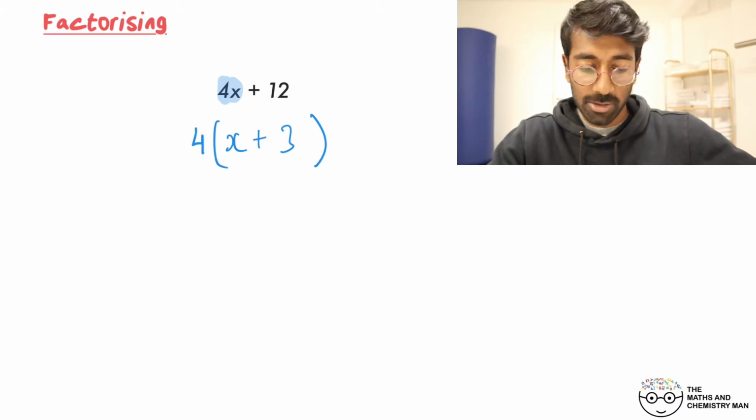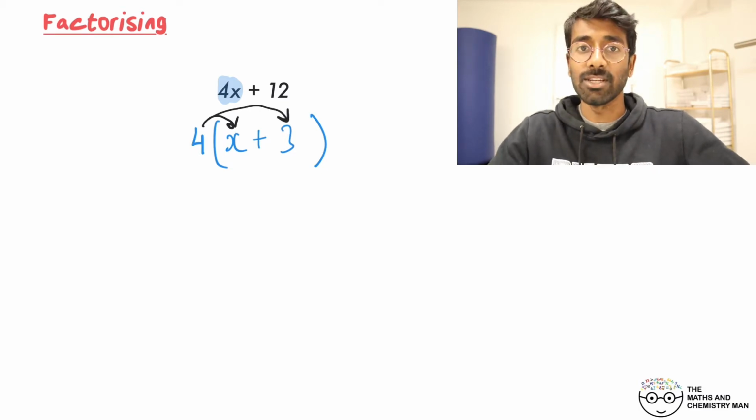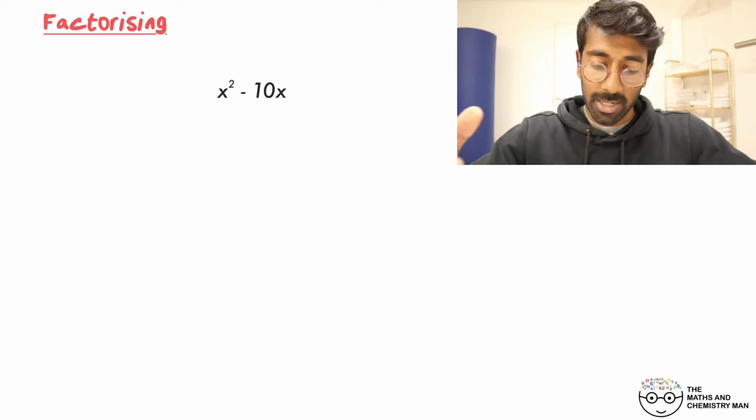Done. And how do you check your answer? You can expand it out. So 4 times by x is 4x, 4 times by 3 is 12. And there you go. We've got 4x plus 12. Now let's do the same with the next one.